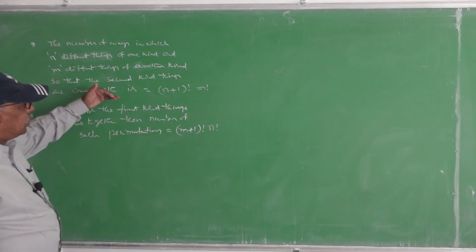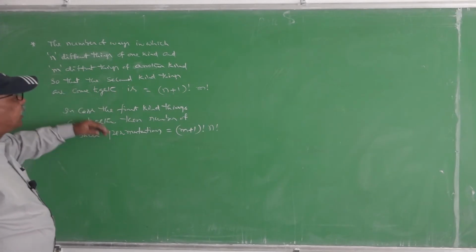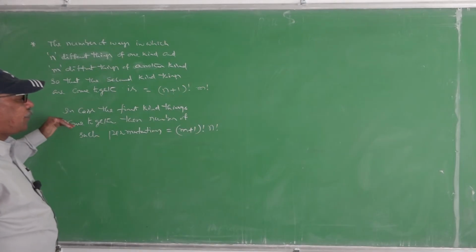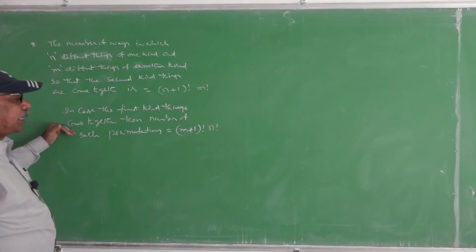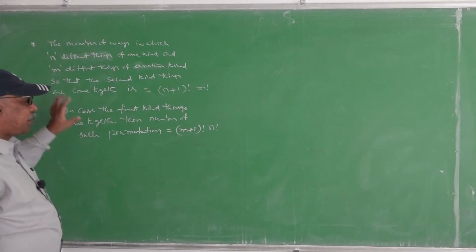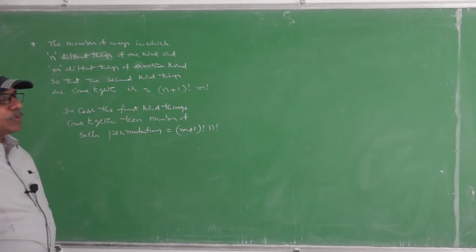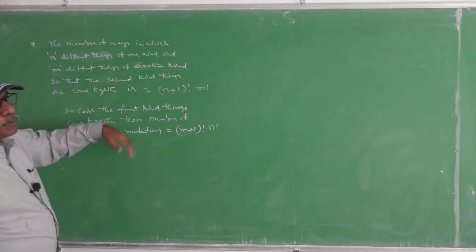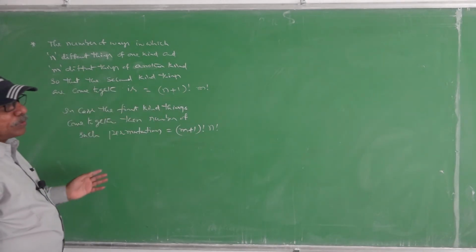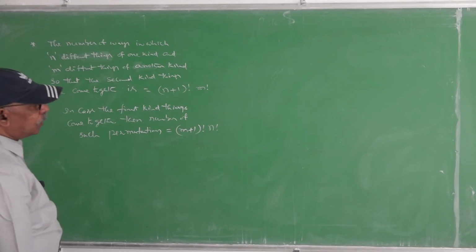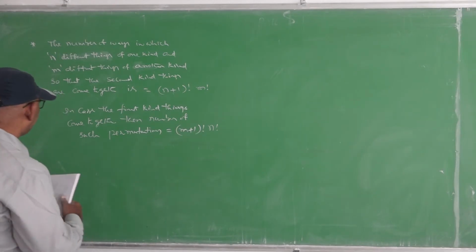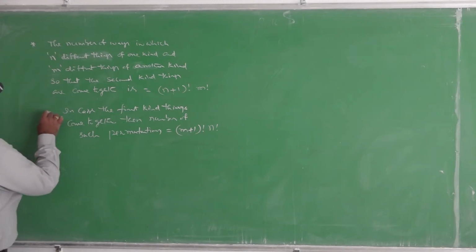So, observe this difference. In case the first kind things come together, the number of such permutations becomes m plus 1 factorial into n factorial. In case the second kind things come together, it is n plus 1 factorial into m factorial. This is one subcase.